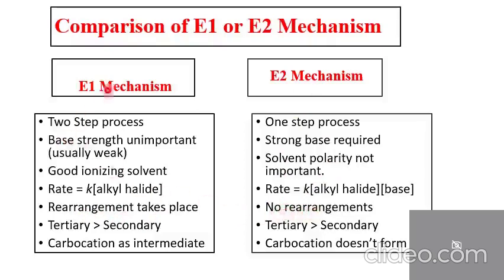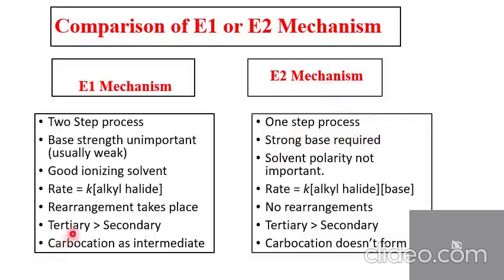Then the base or nucleophile. That base strength is not important in case of E1 mechanism. Generally, a weak base undergoes the E1 mechanism. While here in E2, a strong base is required because in one step the attack of the base takes place. Therefore, if the base is strong, then the rate of reaction will also be fast in case of E2 mechanism.